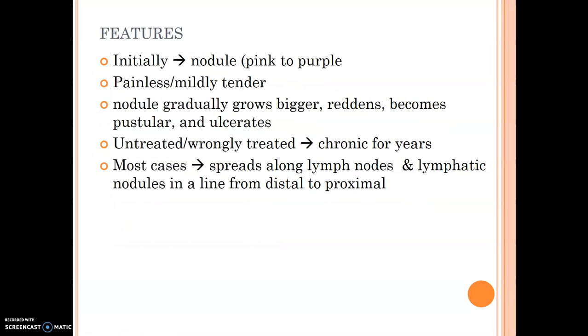And this lesion is actually painless or sometimes just mildly tender, and then the nodule becomes bigger, reddens, sometimes becomes pustular and ulcerates. And in most cases it spreads from distal to proximal, so the nodules develop one by one from distal to proximal. This is quite a typical feature of sporotrichosis.